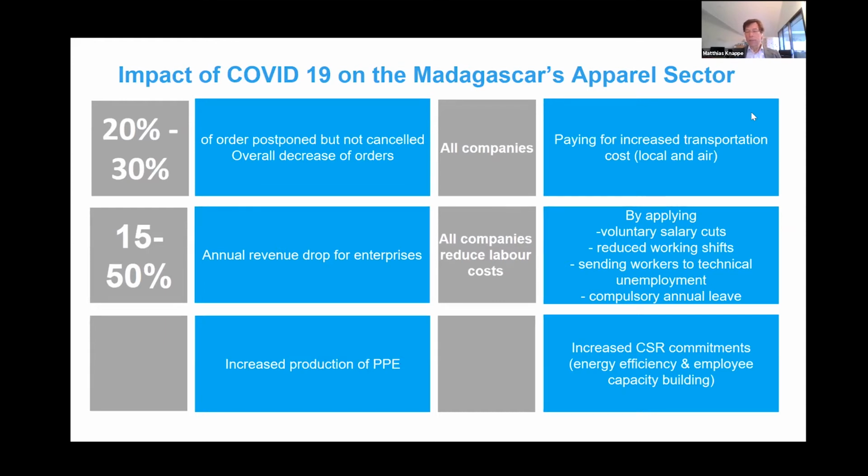And all the companies need to reduce labor costs, like in other countries. And this is done by applying either voluntary salary cuts, up to 50% for some staff, reduced working shifts, sending workers to technical unemployment, and also asking staff to take annual leave. Again, a move to production of PPE, and also a shift towards sustainability. Social and environmental sustainability is believed to be important afterwards, so companies are preparing for it right now. So these are some of the qualitative data we found by interviewing companies.